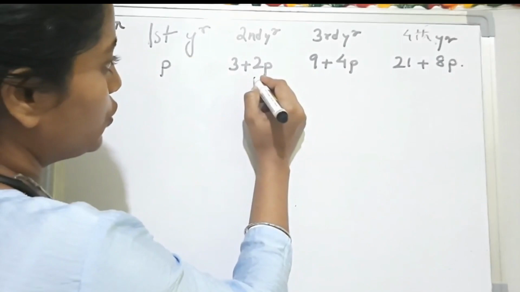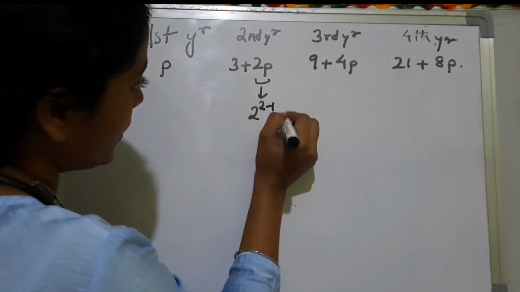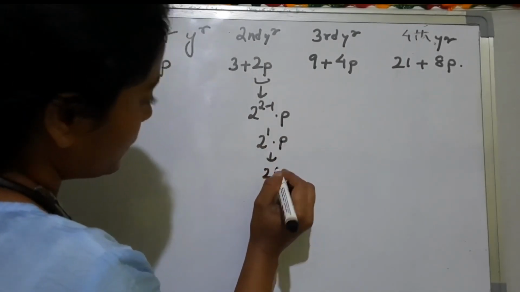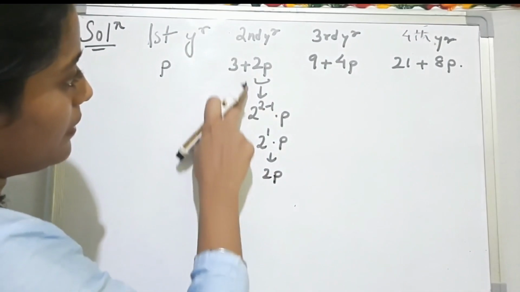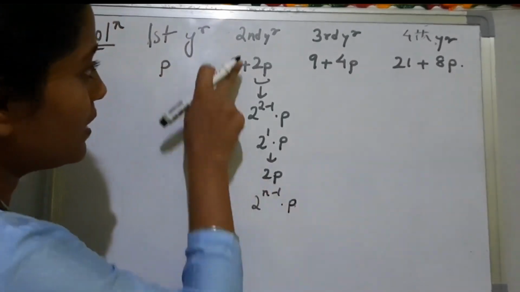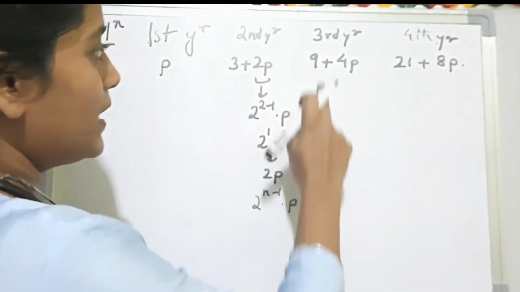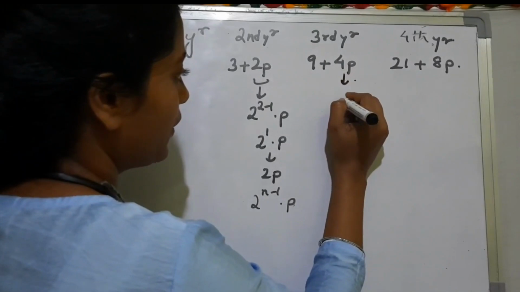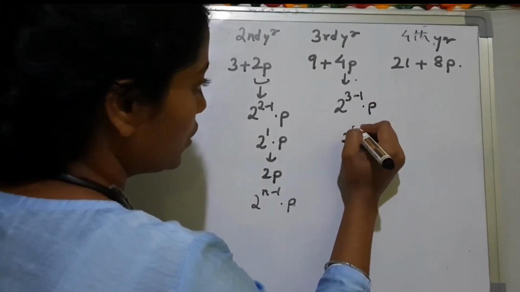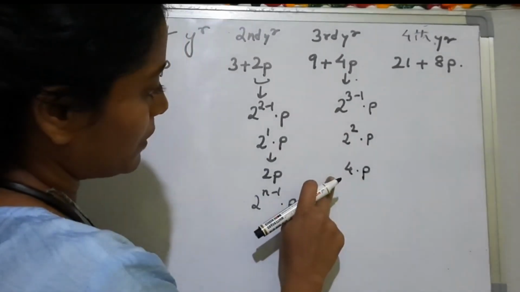So let us observe the pattern followed in this to find the population. So let me take this 2P. Can we write this 2P as 2 to the power 2 minus 1 into P? We will get 2 to the power 1 into P, that is 2P. So this pattern is followed here. So we can write this as 2 to the power n minus 1 into P. n is the year, and for the second year, n equal to 2. Next, for this 4P, you can write 2 to the power 3 minus 1 into P. We will get 2 to the power 2 into P, that is 4P. So here also the pattern is followed.